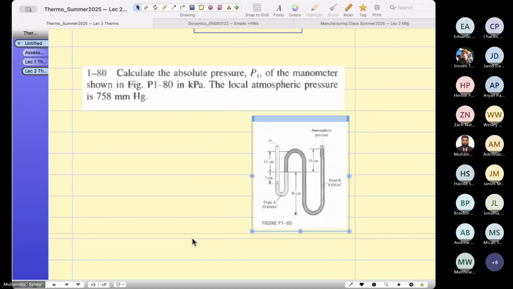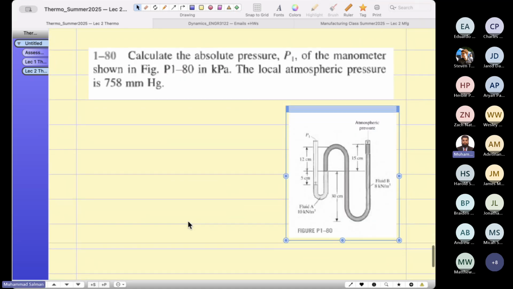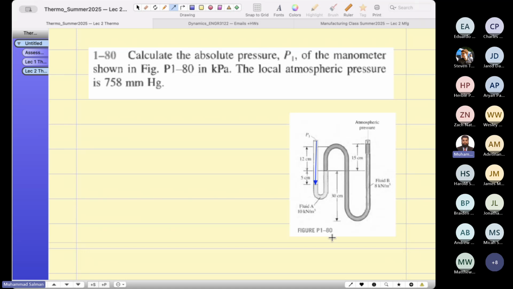Calculate the absolute pressure P1. Please draw this diagram. You have to find out the absolute pressure. So this is the pressure exerting on this fluid A. Specific weight is given.